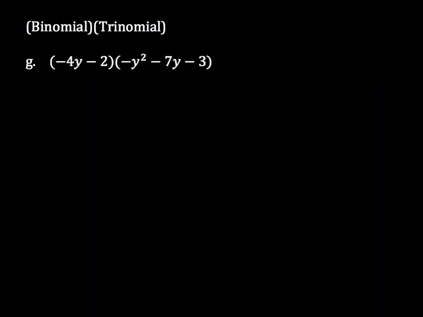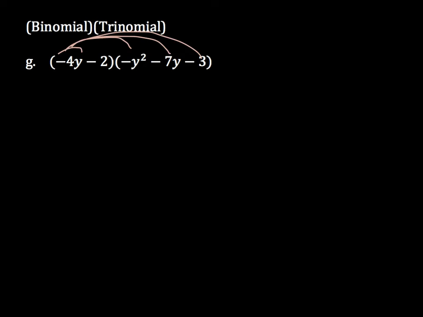Lastly, we'll look at a binomial multiplied by a trinomial. For this one, I can't do FOIL because there are 3 terms in my second one. So for something like this, you're actually just going to distribute each of these. Take the smaller one, negative 4y and negative 2, and distribute each of those to the other one. So I'm going to take this negative 4y and distribute it to negative y squared, negative 7y, and negative 3. Then I'm also going to take this negative 2 and distribute it to each of them as well. And then just combine everything at the end.